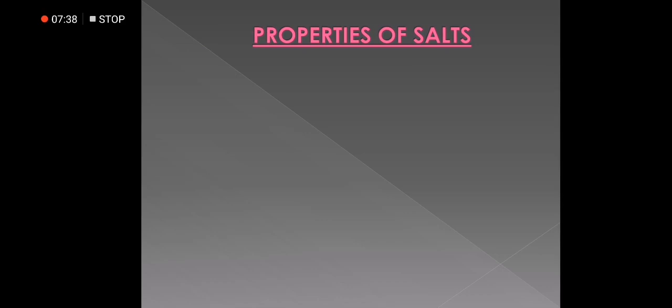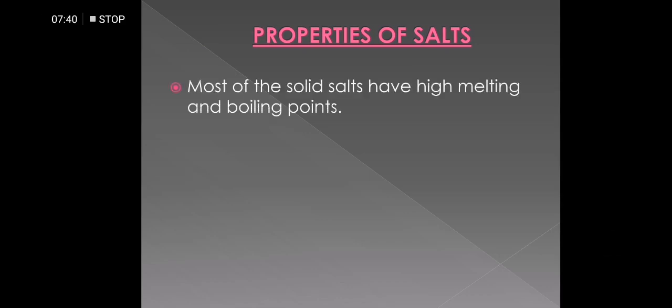Let us discuss the properties of salts. Most of the solid salts have high melting and boiling points. For example, sodium chloride is a salt which has a melting point equal to 800 degrees Celsius, and it has a boiling point which is even more than 1400 degrees Celsius.